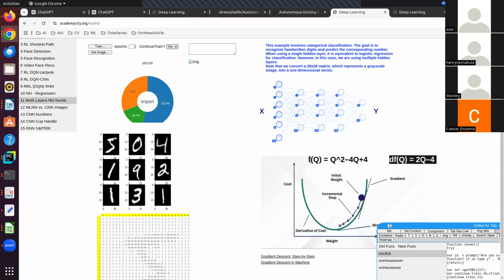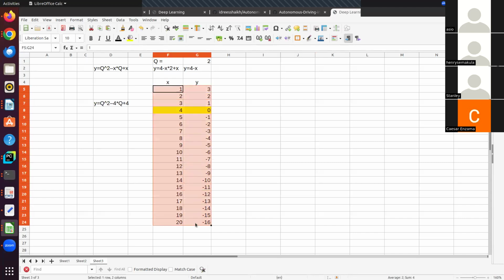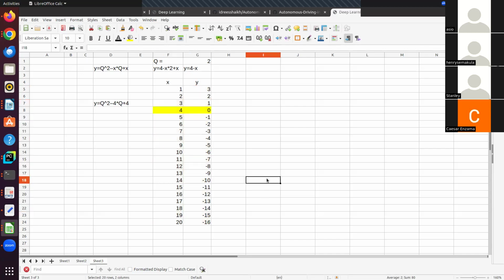F(q) is like a y. You can think about this one as a y. Y is q squared minus 4q plus 4. But this relationship is only true when x equals 4. So the relationship between x and y really depends on q. But if I know one of them, let's say x is 4, and I know the complete relationship, then I say, okay, let's plug in x equals 4. What's the relationship between y and q? It will be this one.